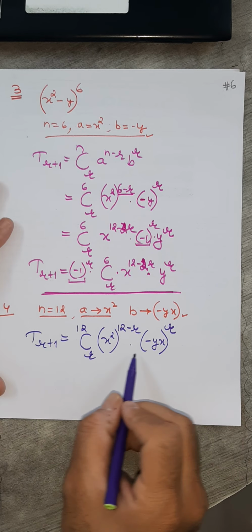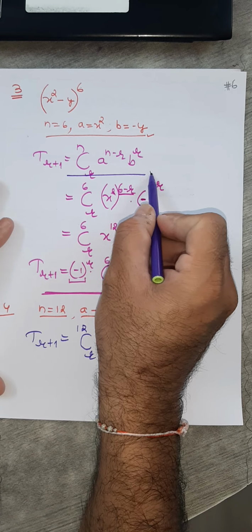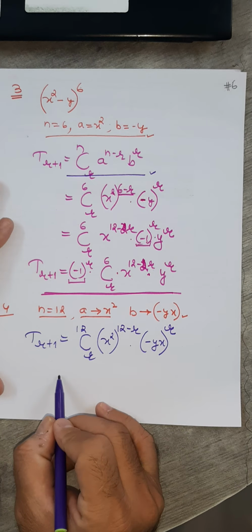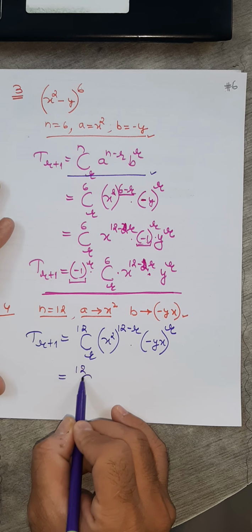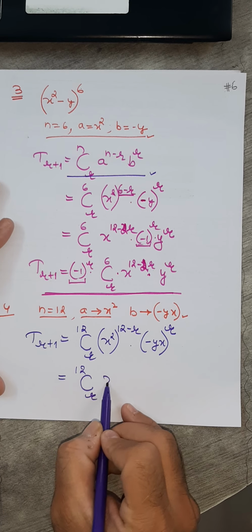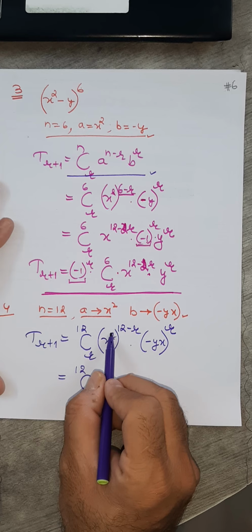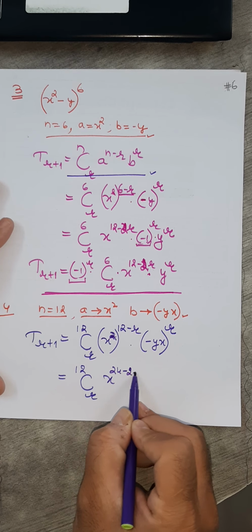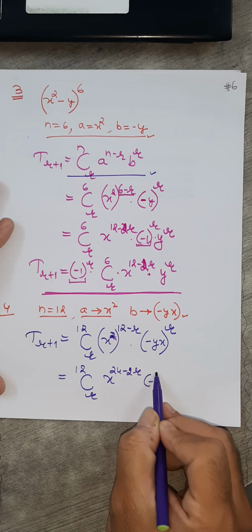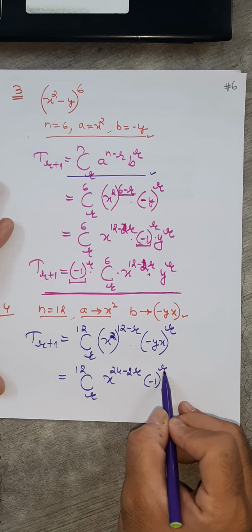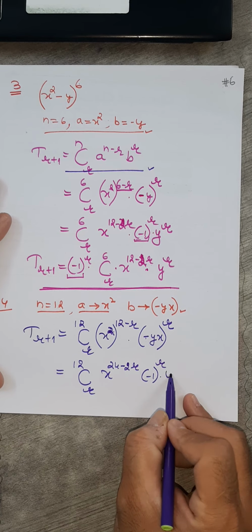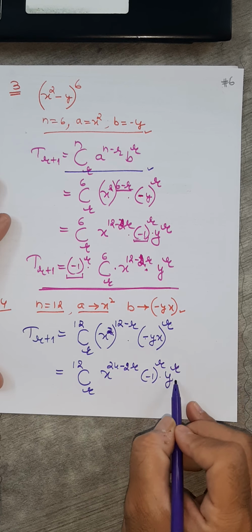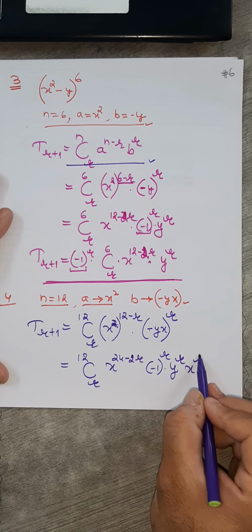Fine. I have dropped one step. I have not written this step. Usually you should write that. Here I have dropped that. So 12cr. Here x raised to, what is this? Product of these two. That is 24 minus 2r. Here minus 1 raised to r into, what about this? Y raised to r into x raised to r.